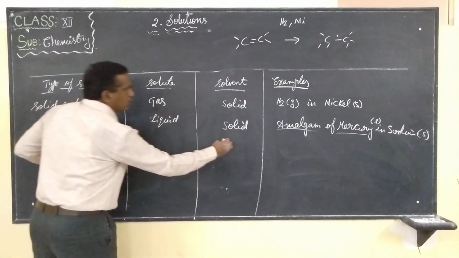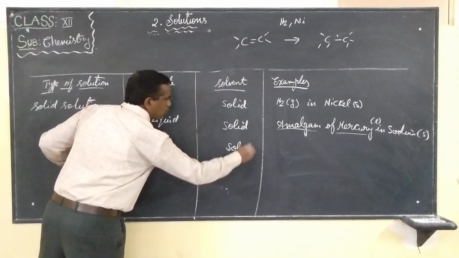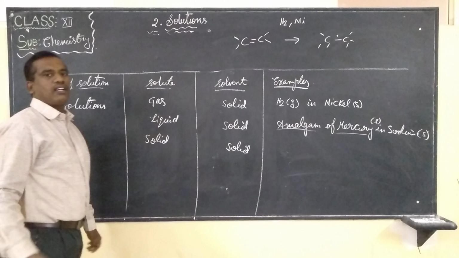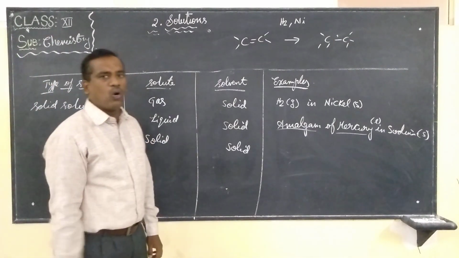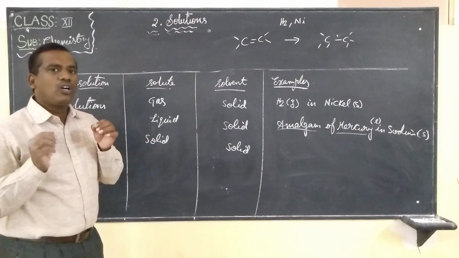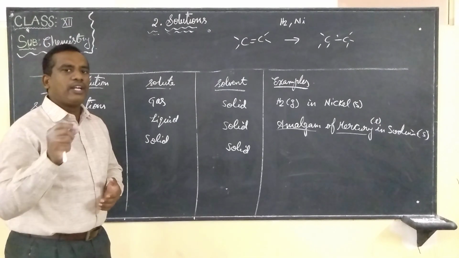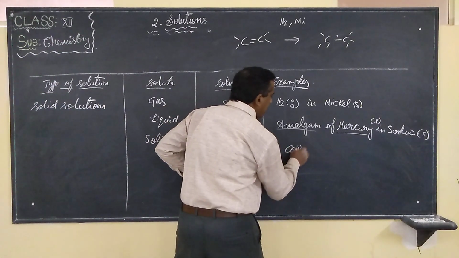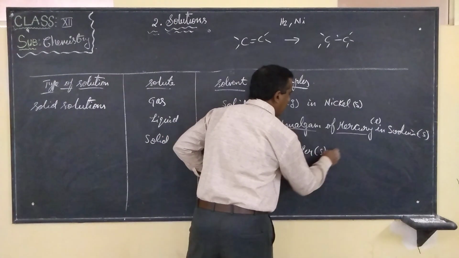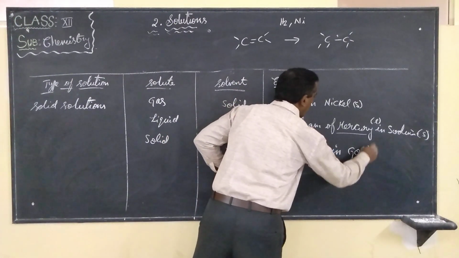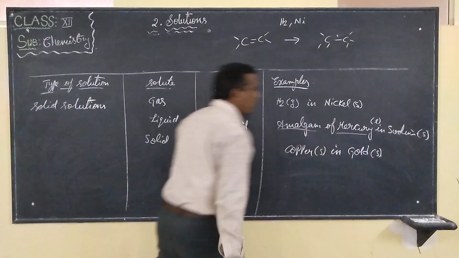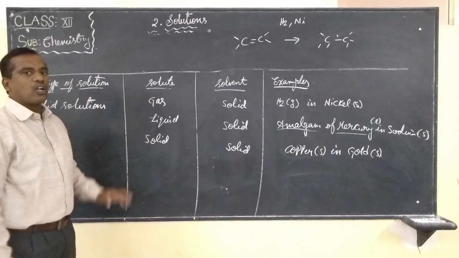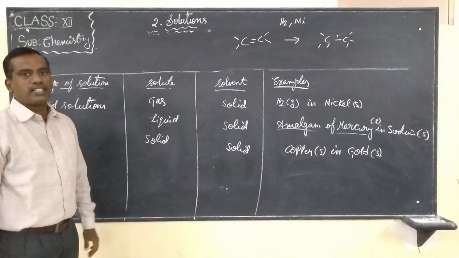Next, the solvent is solid, and the solute is also solid. We mentioned gold, 22 karat gold, that will have 22 parts of gold and 2 parts of copper. Copper in gold, both are solids, but gold is the more amount and is acting as the solvent. Copper is the less amount and is acting as the solute.